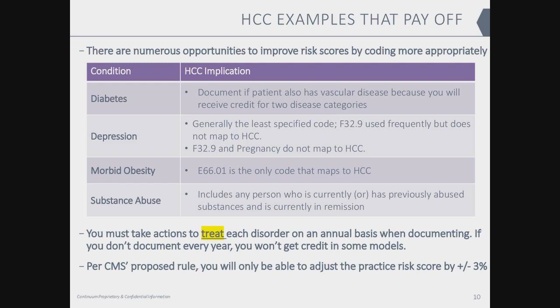So another one that really pays off is depression. In general now, probably about 80% of the doctors we work with are using some sort of depression screening, specifically a PHQ-2 or PHQ-9. That allows you to have a specific diagnosis of depression, either mild, moderate, either recurrent or a single episode. But if they can use any code besides F32.9, which is the most frequent one that we see used, but also is the only one that does not map to an HCC. That's a high yield tip.